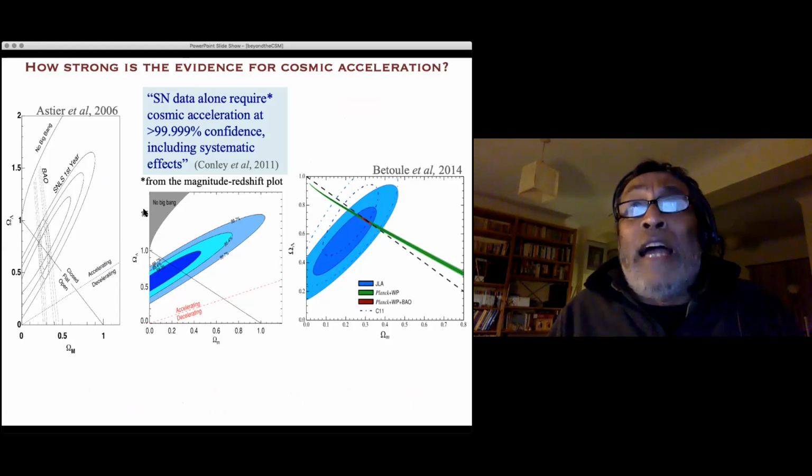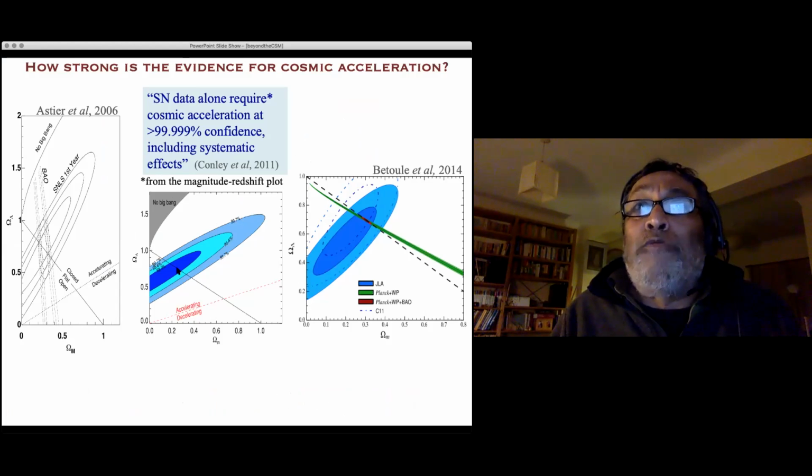So when you do that, you find that omega lambda and omega matter, when you plot from what you get from the data, you find that it favors a finite value of omega lambda, as you saw initially, and you can say that the universe is accelerating at some very high confidence.